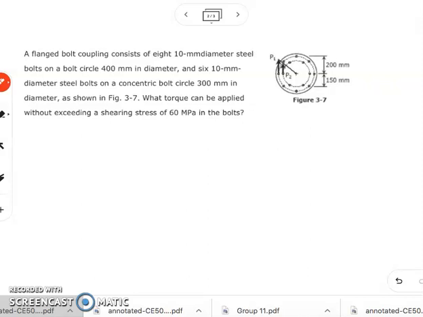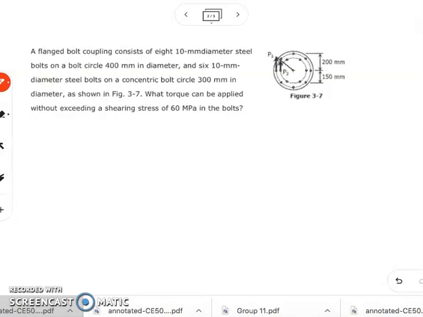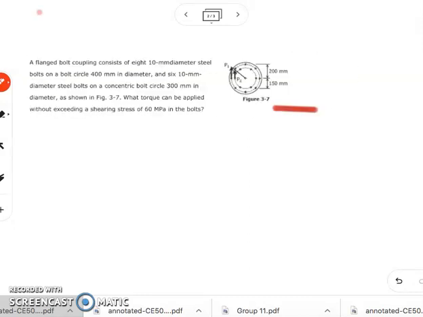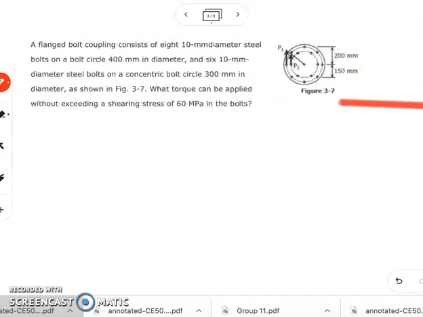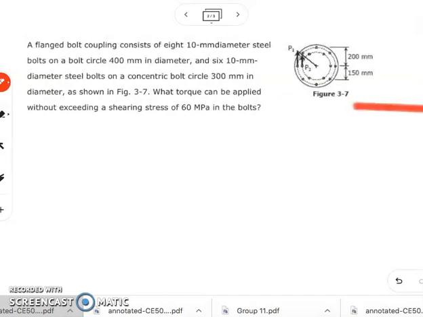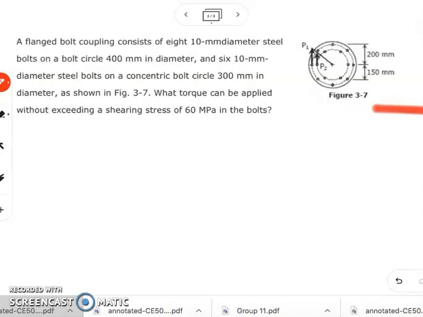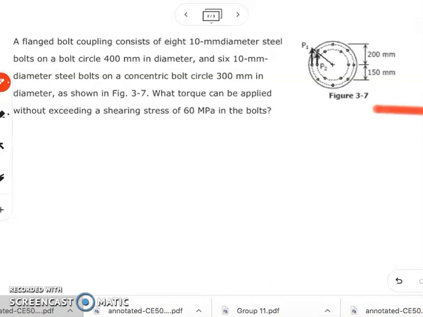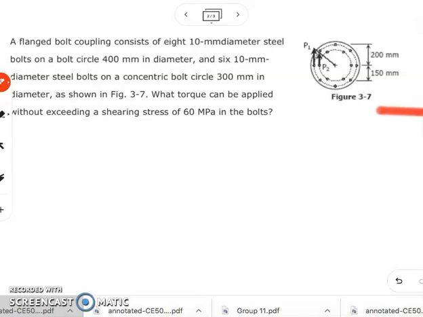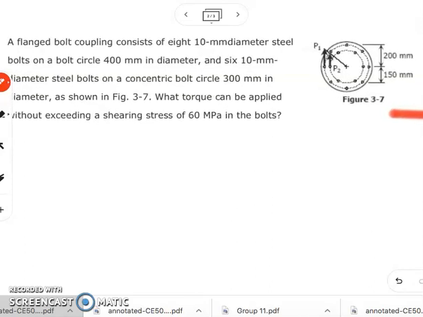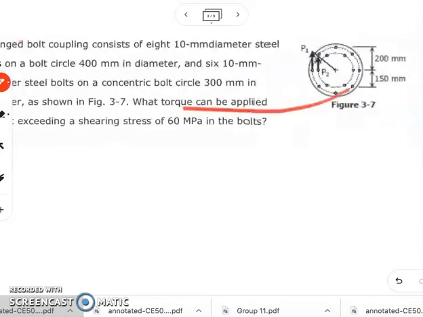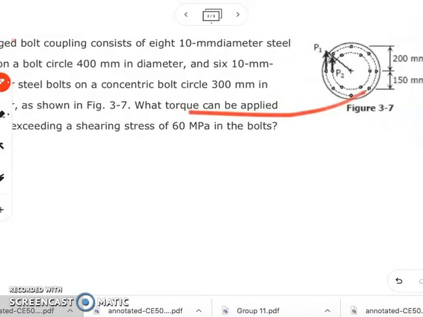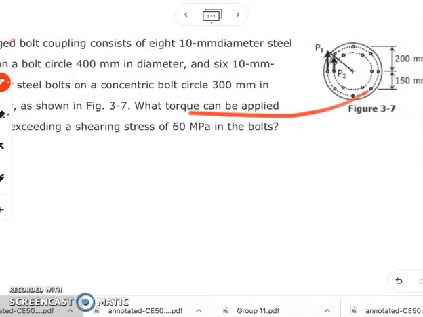For this problem, we're given two concentric rows of bolts. So we have here our illustration, our figure. It has a radius of 200 mm for the outer circle, and the inner circle is 150 mm. We have here P1 to represent the shearing force for our outer circle, and P sub 2 for the shearing force on the inner circle.